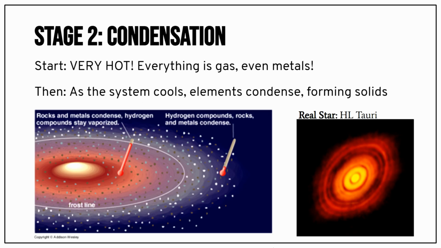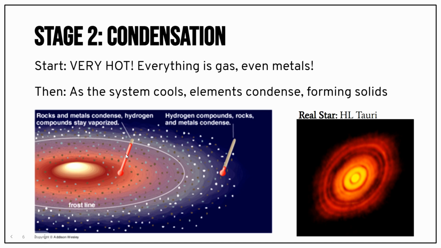Stage 2 is condensation. And it's not necessarily condensation like you would normally think of, like the water forming droplets on the window. It is condensation in that it is so hot that everything is in a gaseous form. There are no solids or liquids right now around this new star because it's so hot.